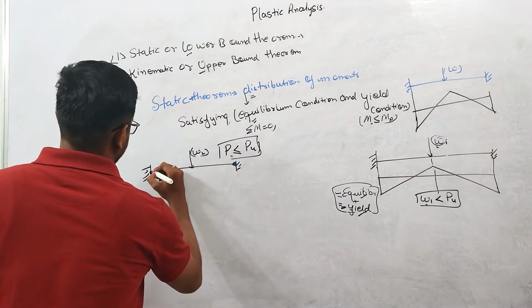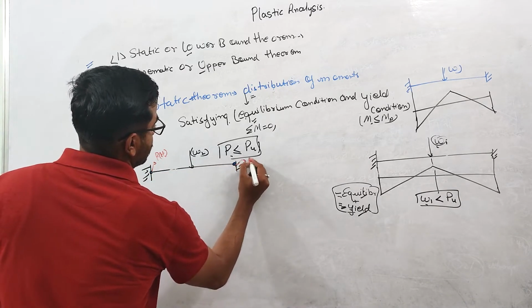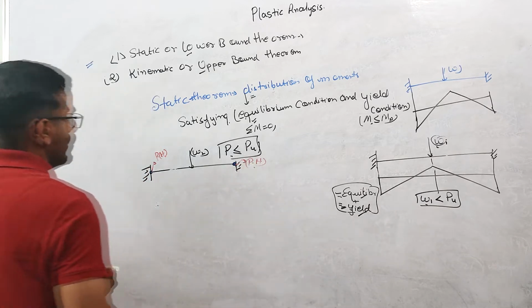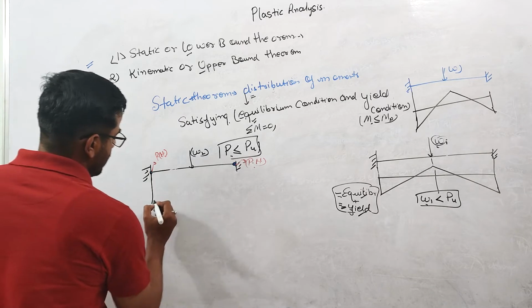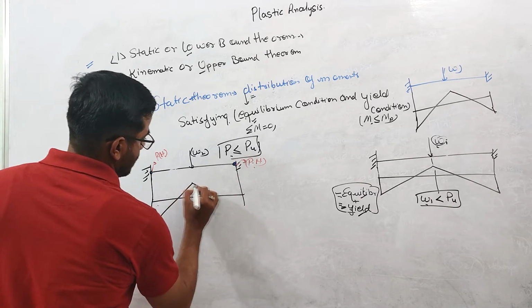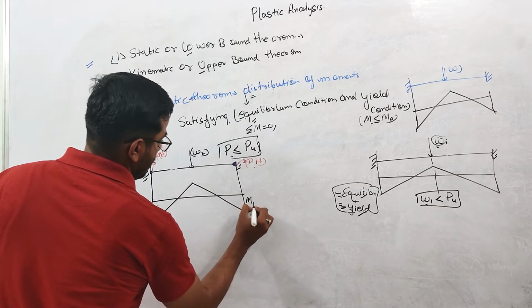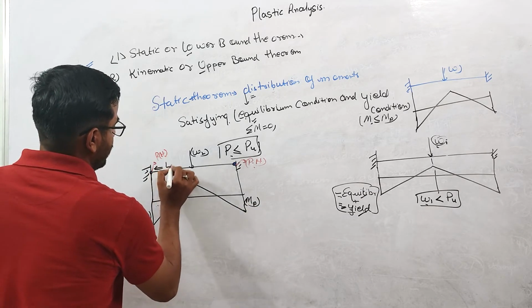Okay, plastic hinge. This is also a plastic hinge. Okay, so again, the distribution of moment will look like this. This is MP. This is MP, and I am assuming that this load is acting at the center.